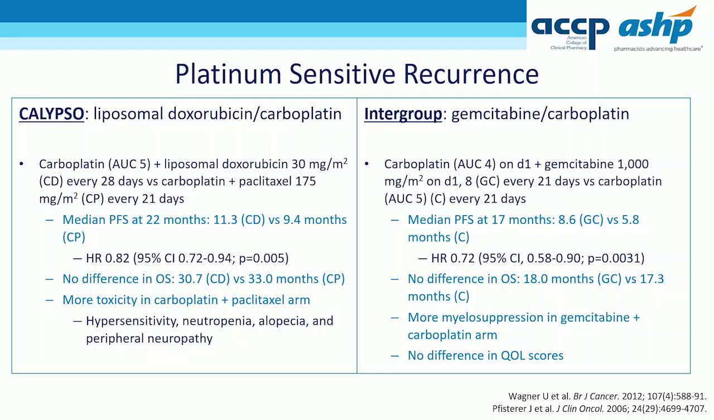And then we have intergroup, which is carboplatin and gemcitabine. For this regimen, they did carboplatin and gemcitabine, and they compared that actually to carboplatin as a single agent. For this, what we see is an improvement in progression-free survival, but again, no difference in overall survival, with more myelosuppression in the gemcitabine arm compared to the single-agent carboplatin arm. And then there's no difference in the quality of life, so this is still an option for patients.